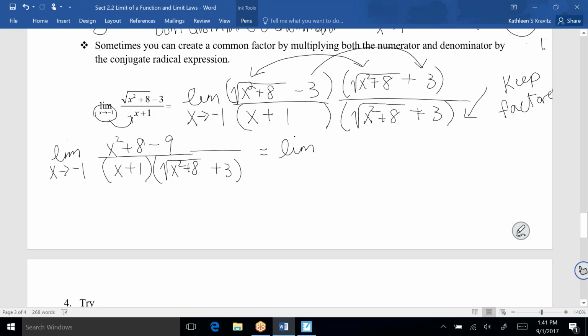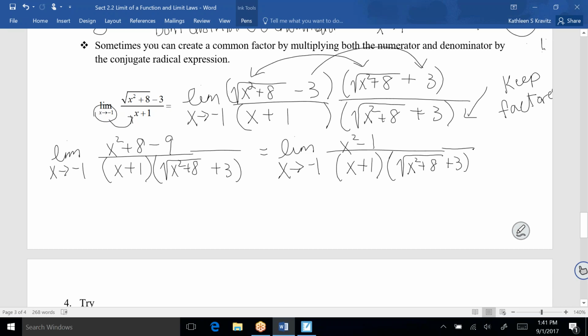All right, let's simplify what we have. We have the limit as x approaches -1. And the numerator now, x squared plus 8 minus 9 is just x squared minus 1. And just copy that denominator. I know it looks like a mess, but we're just going to copy it. So I'm not doing anything with the denominator. Square root of x squared plus 8 plus 3.